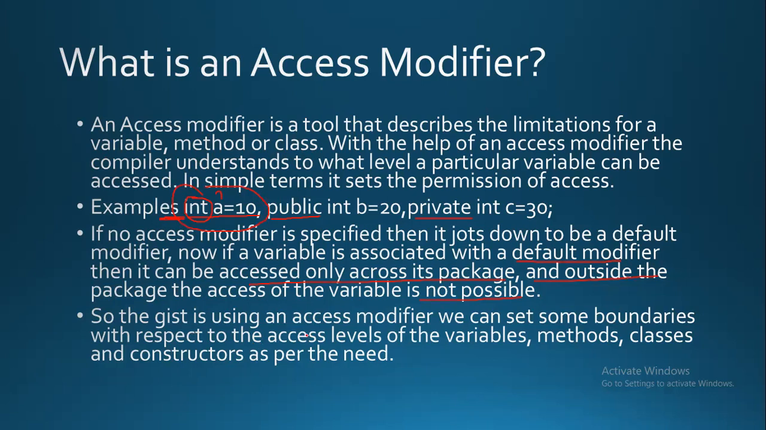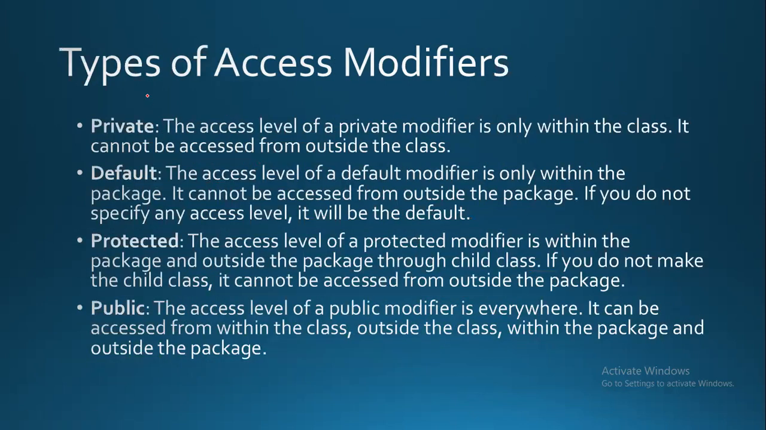So the gist is, using an access modifier, we can set some boundaries with respect to the access level of variables, methods, classes, and constructors as per the need. Depending on the need, you can set certain restrictions in terms of access on variables, methods, or classes with the help of access modifiers. All right.